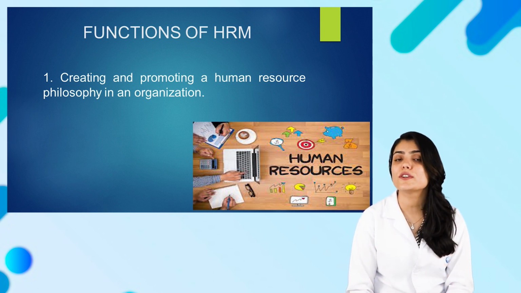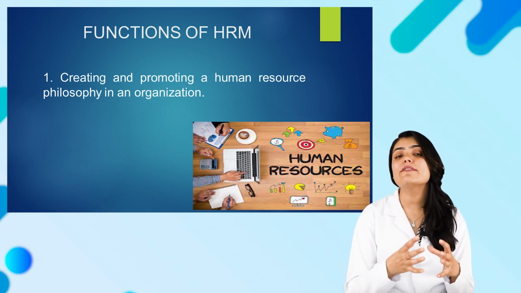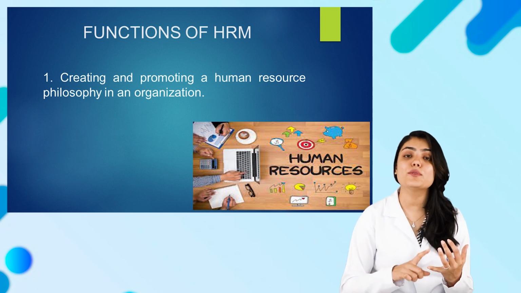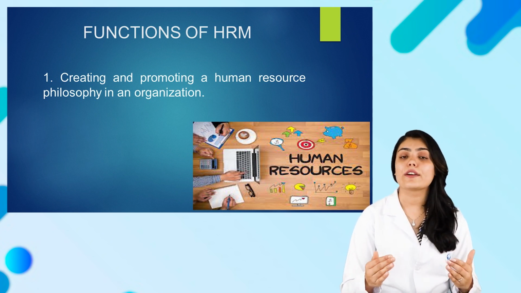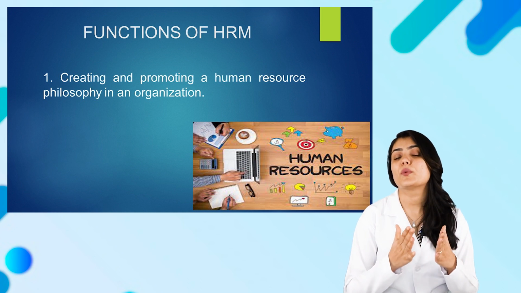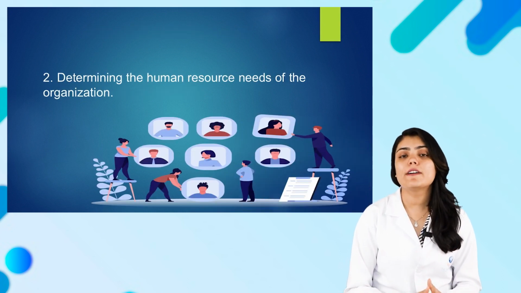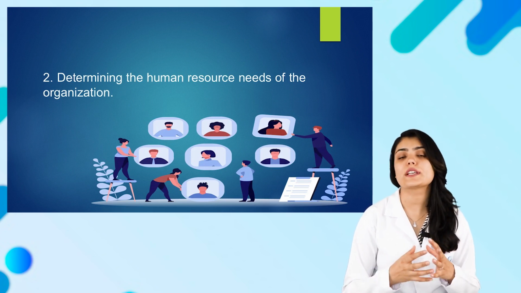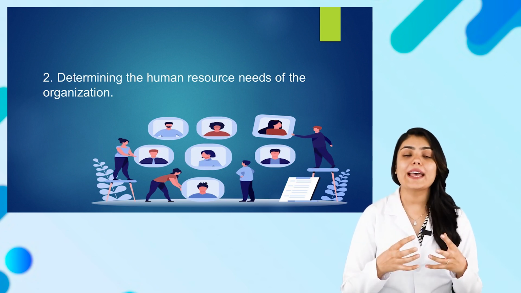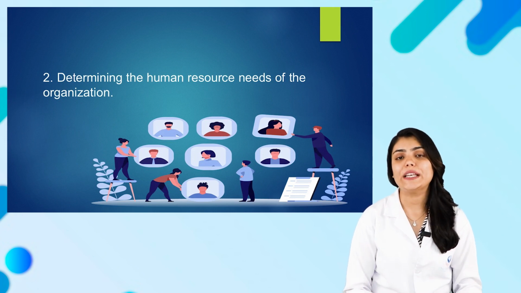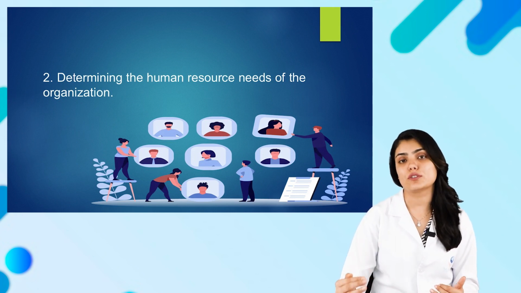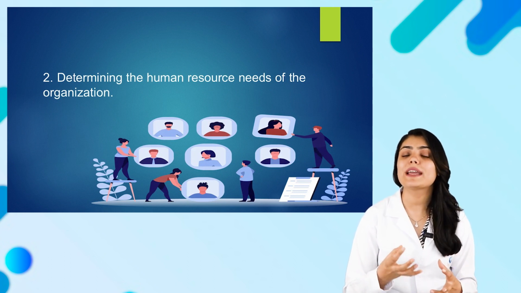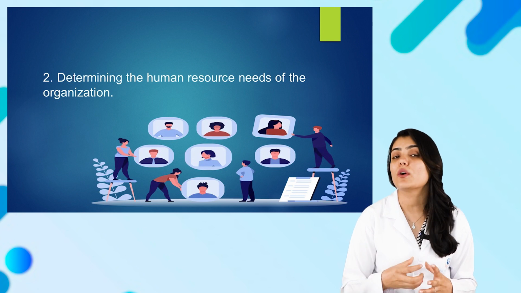What is a human resource philosophy? It is the belief and assumption of the organization about people, which may include their values, their needs, their beliefs, and their work. It will help to improve the workplace culture. The second function of human resource management is to determine the need of human resources within the organization. As we are aware, every organization will need human resources in order to function. Therefore, it is the function of the human resource management to determine the human resource needs within the organization.